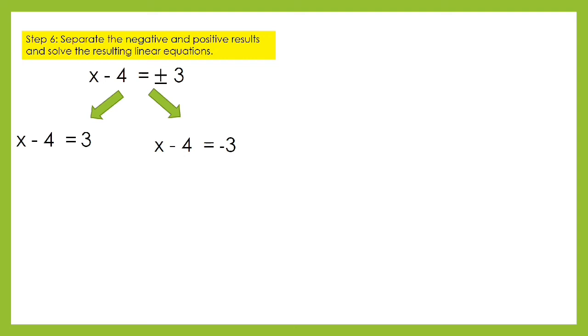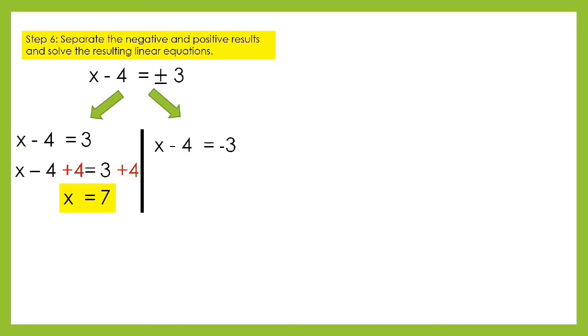Now, let's solve the resulting equations. Unahin natin dito sa left side. x minus 4 equals 3. To solve for x, let's apply the addition property of equality. Add 4 to both sides of the equation. Simplify. We have now x equals positive 7.